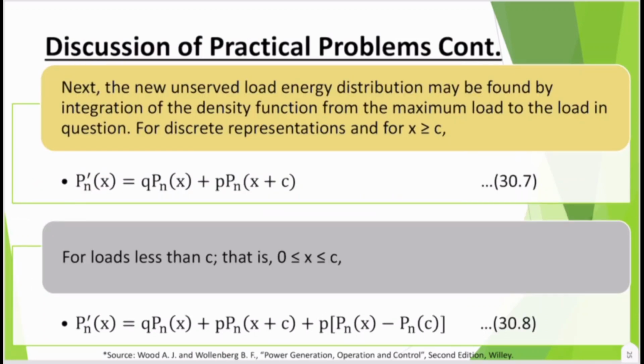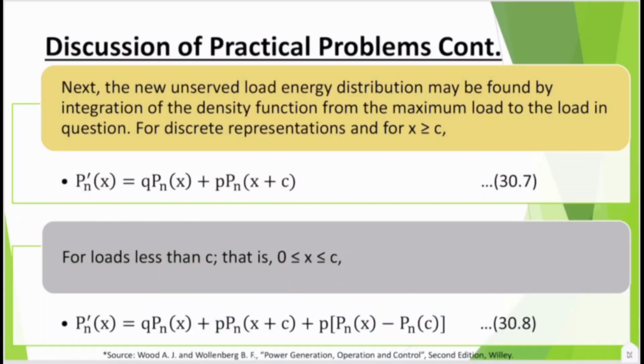Now when you move to the next, the new unserved load energy distribution may be found by integration of the density function from the maximum load to the load in question for discrete representation. For X greater than or equal to C, one can also rewrite P_n'(X) equal to Q times P_n(X) plus P times P_n(X+C). Now for loads less than C, that is X less than C and greater than 0, one can rewrite P_n'(X) equal to Q times P_n(X) plus P times P_n(X+C) plus P times P_n(X) minus P_n(C). And that is how you have to determine different expressions and apply them to a given problem.